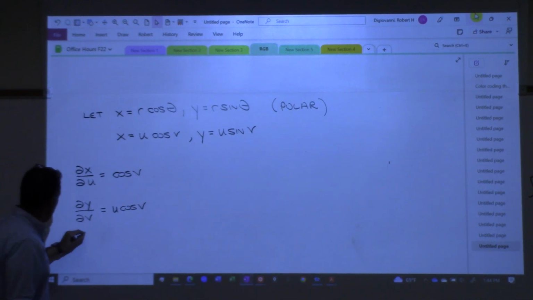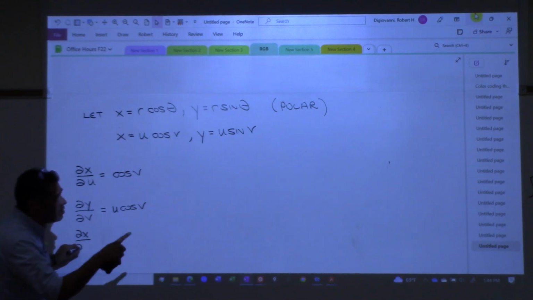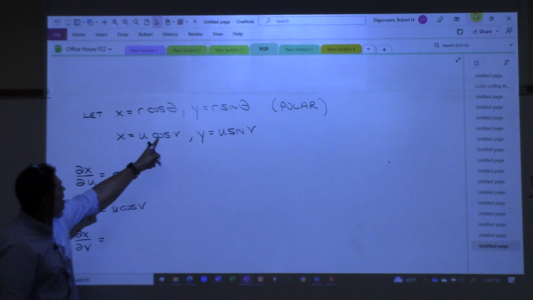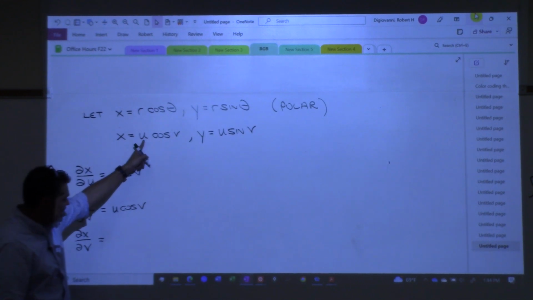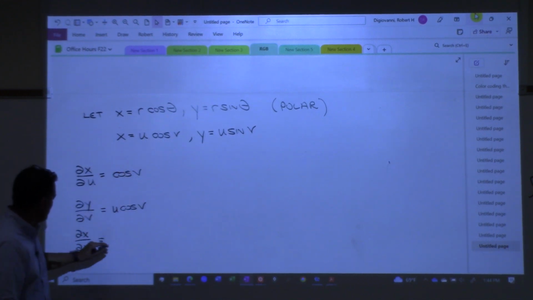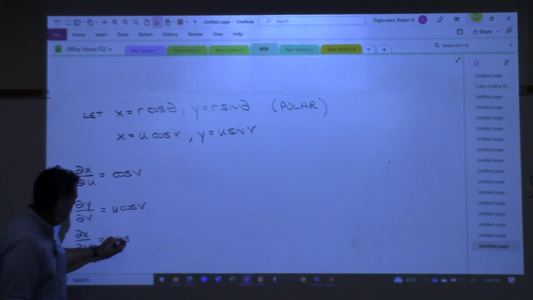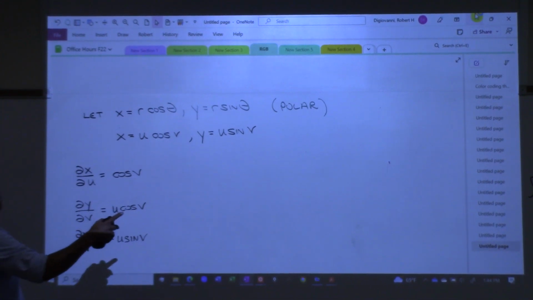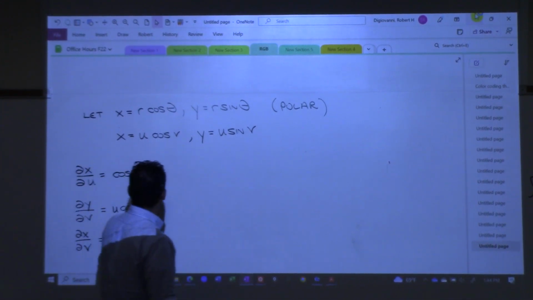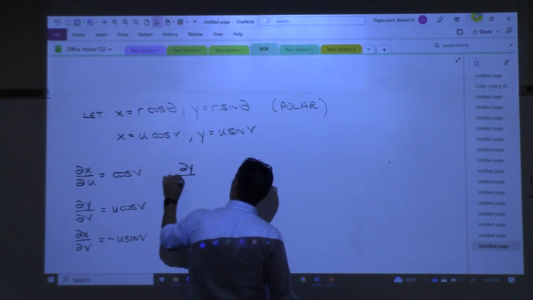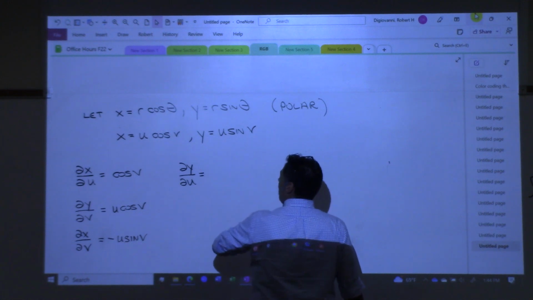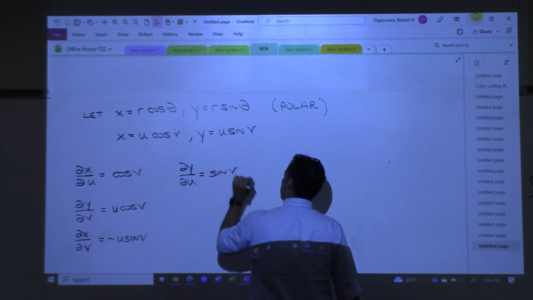Okay, partial of x with respect to v next. Partial of this with respect to v. So this time u is a constant, and we're taking the derivative of cosine of v, which is negative sine v. So I'm going to put negative u sine v. And then finally, partial of y with respect to u, which would just be what? Sine v. Okay?